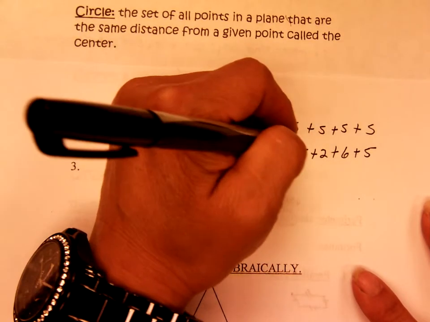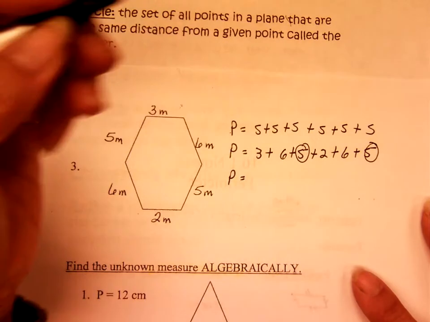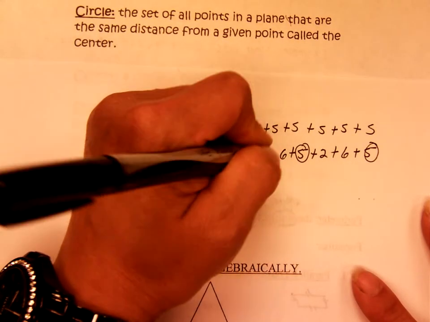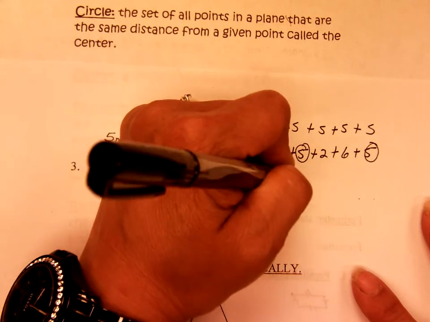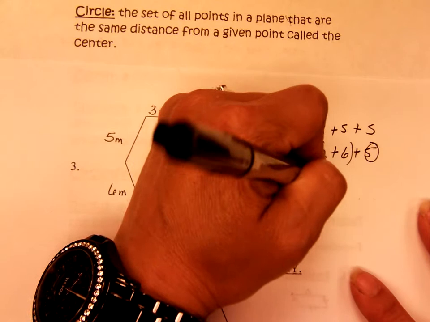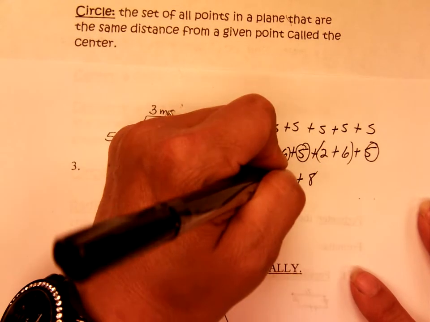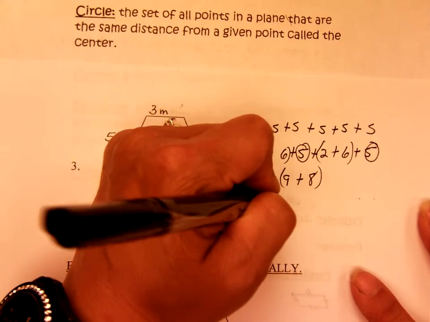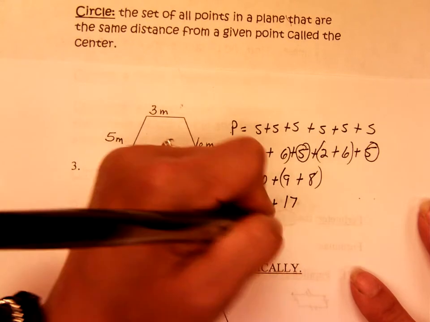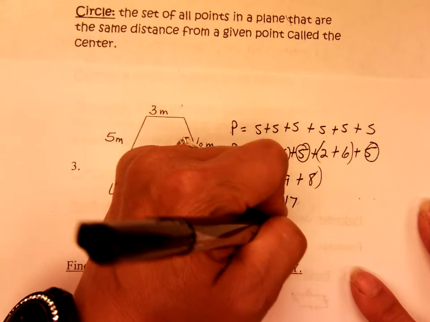Well, the way I do this is I find my multiples or the ones I know. So I have 10, plus 6 and 3 is 9, plus 2 and 6 is 8, then P is equal to 9 plus 10 plus 17, and P is equal to 27, and my unit is meters.